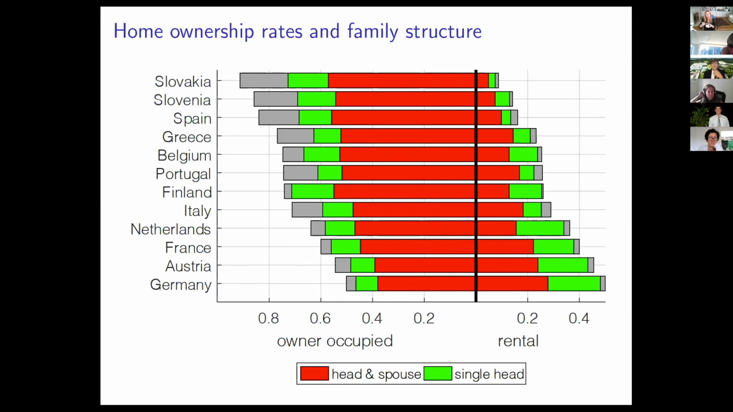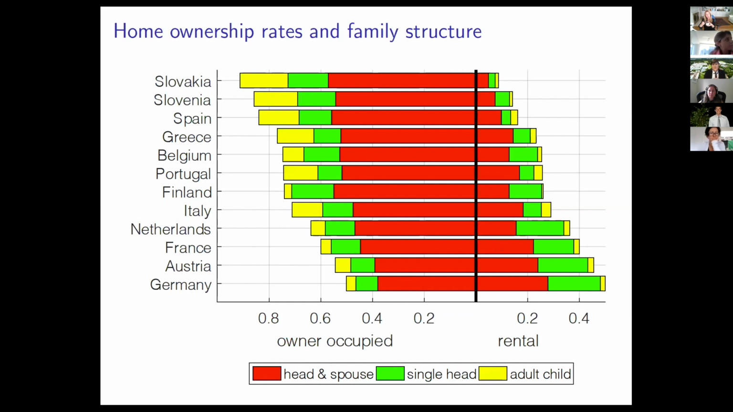Okay, so we talked about singles, we talked about couples, but what about the rest? Who are these adults that are neither single nor couple households? Well, they live with moms and dads. The yellow bars here correspond to adult children living with their parents. And here we see two patterns. First, there are a lot more of these kinds of households in high ownership countries. And second, they predominantly live in owner-occupied instead of rental housing.